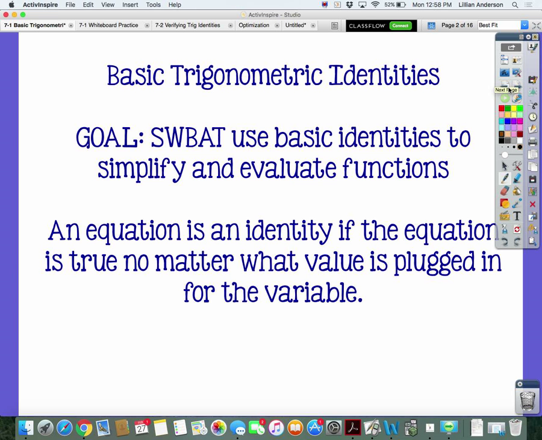And pretty much that's the bulk of your notes. Everything else from here is going to be examples. You're going to learn about the different types of identities that you'll need to know, and basically how to use them to evaluate functions as well as to simplify them.